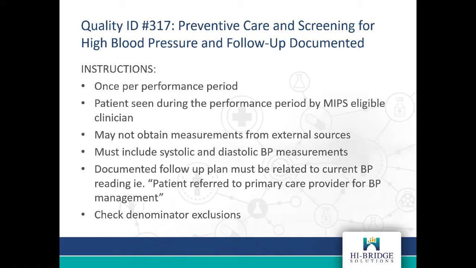This has to be a measurement obtained by the clinician, and it must include the systolic and diastolic blood pressure measurements, and a documented follow-up plan must be related to the current blood pressure reading. The patient is referred to a primary care provider for blood pressure management. And also there are, again, denominator exclusions for this particular measure, and you would want to be sure to check that, to document it, and have it reflected in your coding and your system.